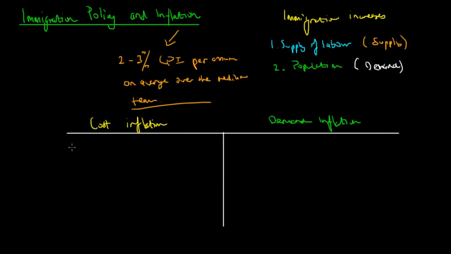Cost inflation occurs because businesses want to make a margin on their product. And so when their cost of production increases, they're going to push up prices because they want to keep that margin. Fairly simple idea. Businesses exist to maximize profits. So when there is a larger supply of labor, this means they have greater choice as to who to employ.